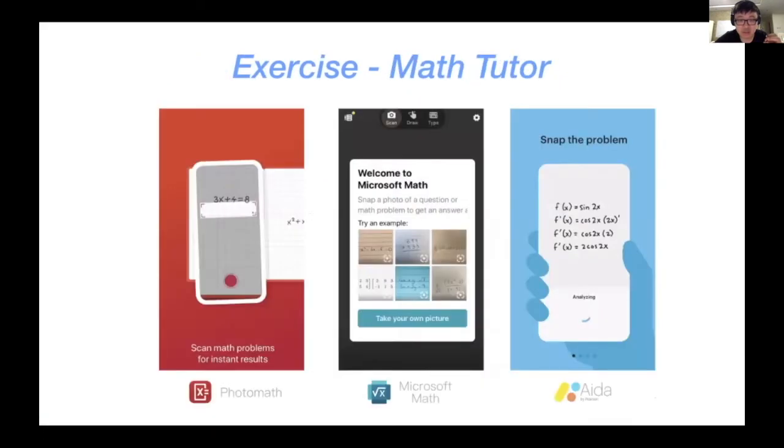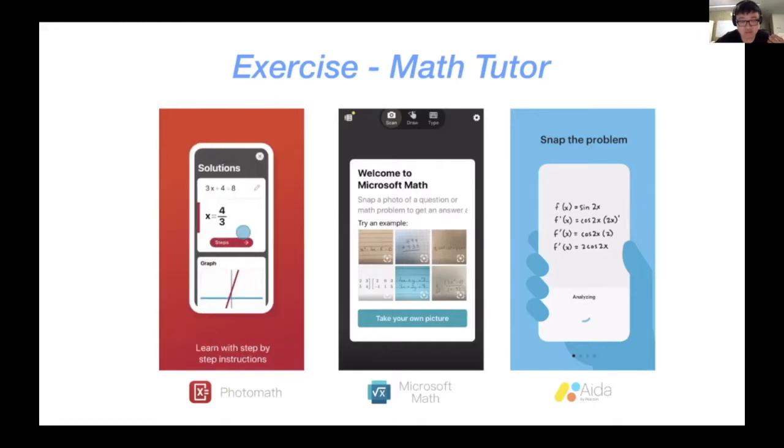Okay, and also for the exercise, recently a lot of companies are building math tutors to help students, not only check or search the question itself, but also show you the solutions and give you a video. You can watch the video to understand the question and the knowledge point behind it. There are a bunch of similar apps on the App Store, for example PhotoMath, Microsoft Math, and Ada by Pearson. So I will show some screenshots.